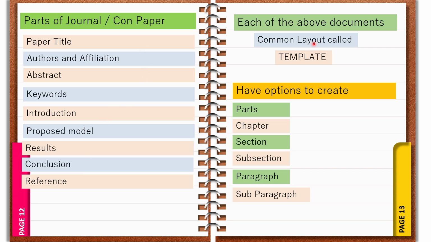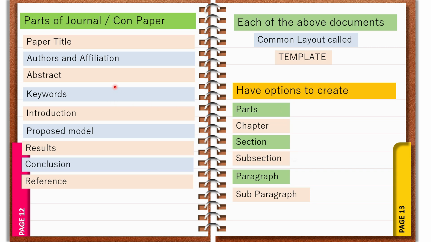Each of the above documents uses a common layout that is called a template. So, given a template, it is very easy to generate a professional document. So, how do we create a professional document? There are various contents: parts, chapter, section, subsection. Again, subsections will be there, paragraph, subparagraph, like that the flow goes.